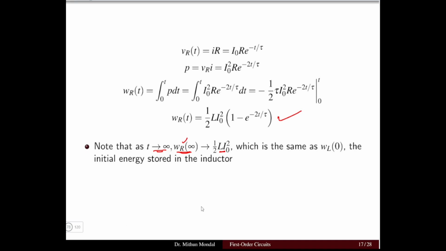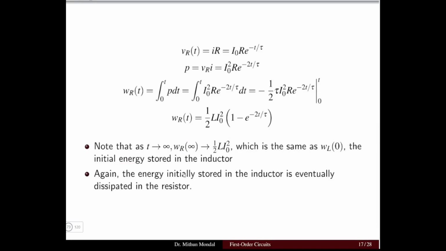It means that the initial energy that is stored in the inductor has been dissipated in the resistor, and the circuit has reached the steady state where the inductor does not have any amount of energy, because the entire energy which was present in the inductor has been dissipated in the resistor for time t equal to infinity. So the energy initially stored in the inductor is eventually dissipated in the resistor, and the inductor has become charge free.